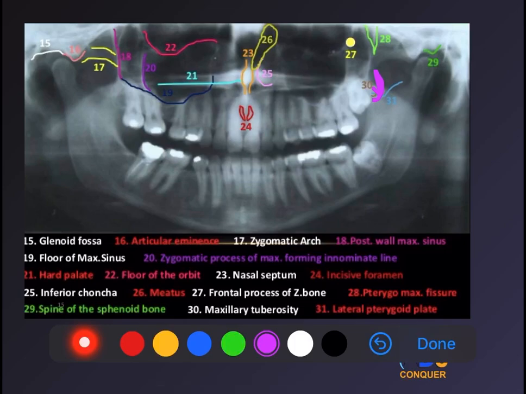And 31 is the lateral pterygoid plate. So the lateral pterygoid plates will be near the upper third molar. So those are nothing but the pterygoid plates. So these are the other landmarks.